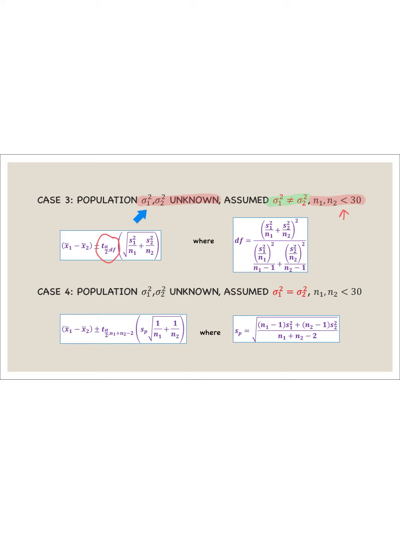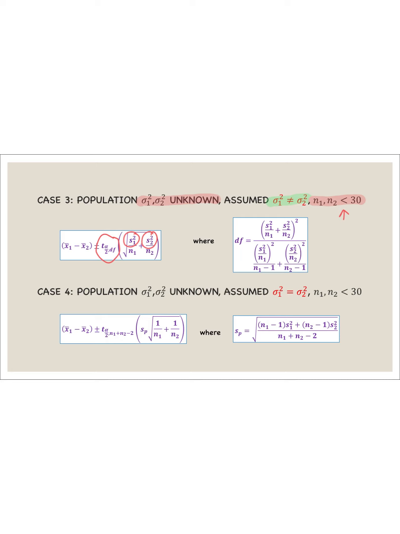Still kita tak tahu population variance and population standard deviation, but we assume the variances or standard deviations are not equal between the two populations. So formula dia again, X bar 1 minus X bar 2 plus minus T alpha over 2, degrees of freedom. Kat sini dia guna S sebab kita tak tahu kan, that's why symbol dia S.